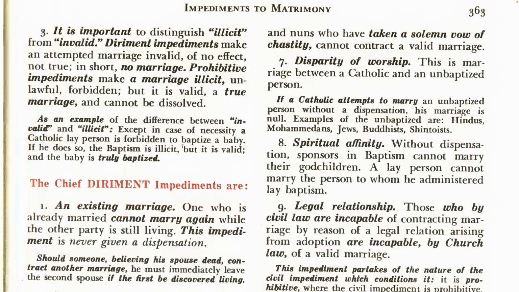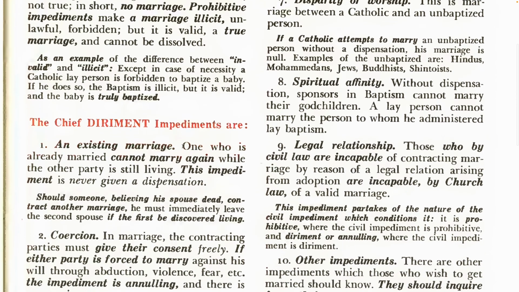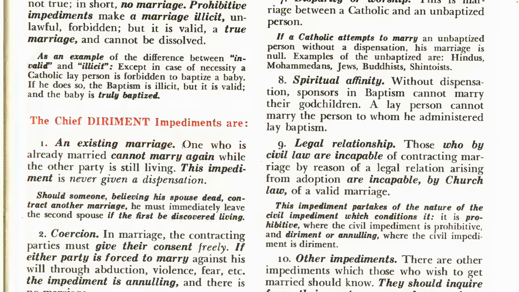Spiritual affinity. Without dispensation, sponsors in baptism cannot marry their godchildren. A lay person cannot marry the person to whom he administered lay baptism. Legal relationship. Those who by civil law are incapable of contracting marriage by reason of a legal relation arising from adoption are incapable by Church law of a valid marriage. This impediment partakes of the nature of the civil impediment which conditions it. It is prohibitive where the civil impediment is prohibitive, and diriment or annulling where the civil impediment is diriment.